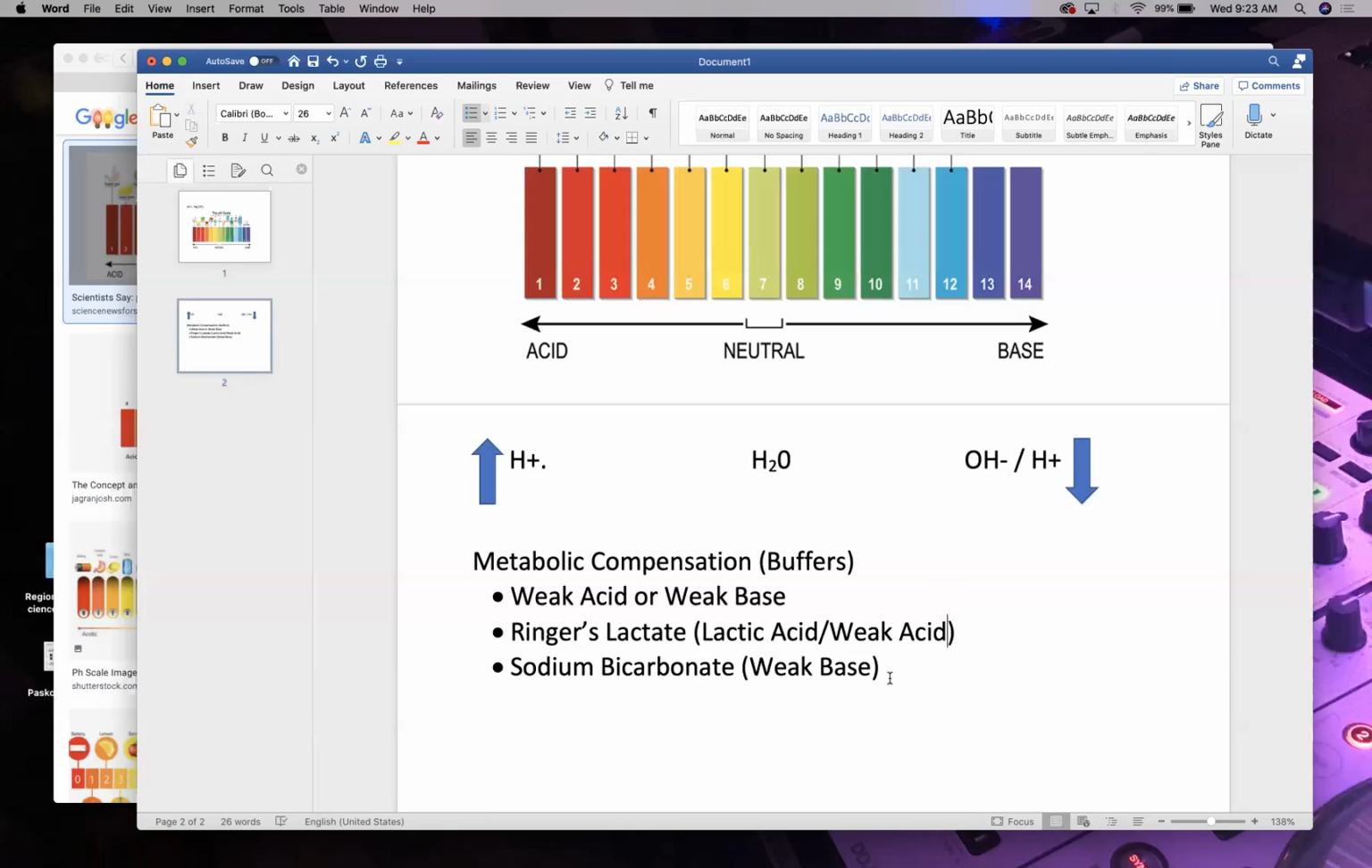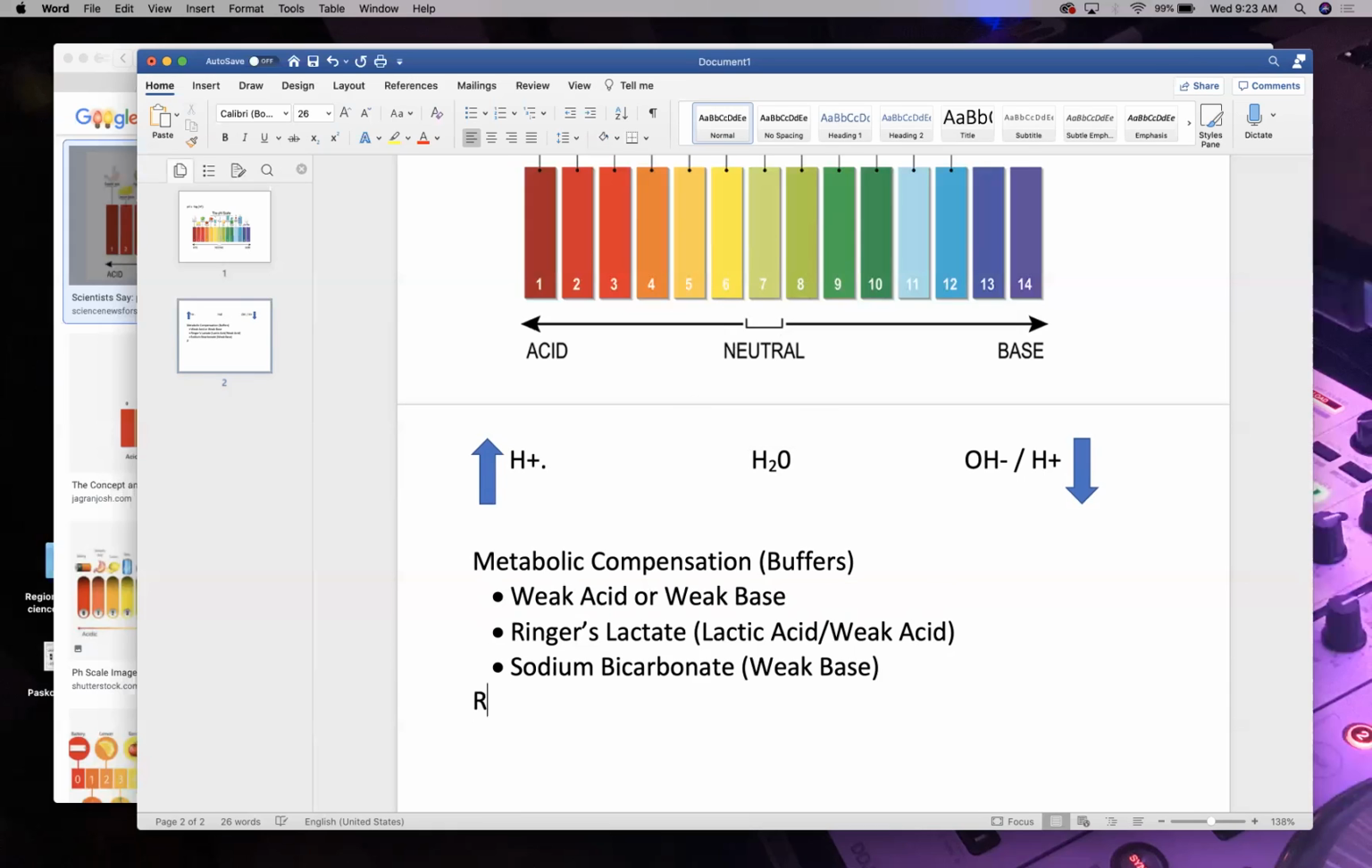Okay, so that's metabolic compensation. So I could ask you, what's one way your body maintains pH homeostasis? And you'll tell me, oh, it's metabolic compensation, either the release of a weak acid or a weak base to push me towards the middle, because that's what I want. I want to be in the middle.